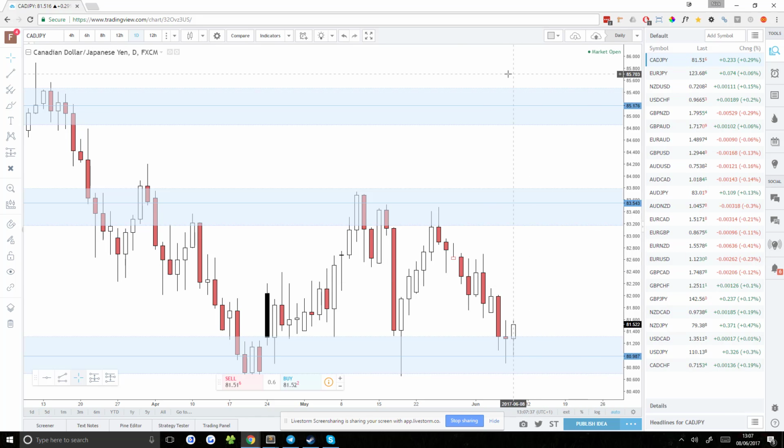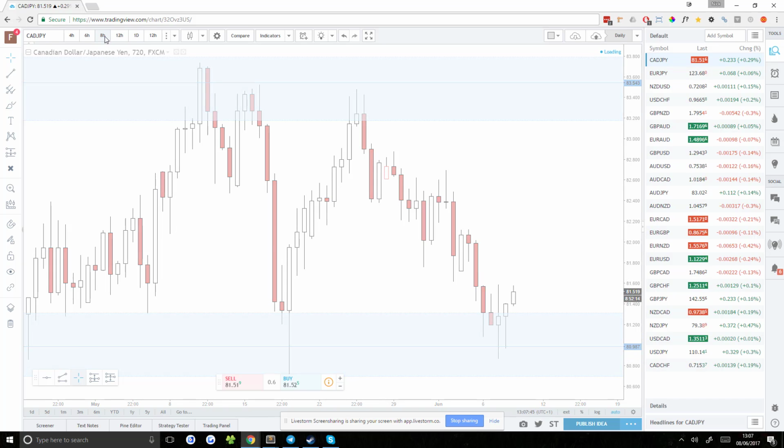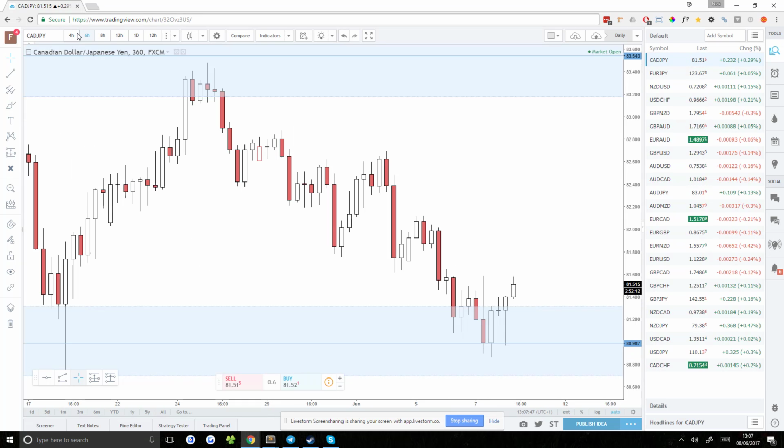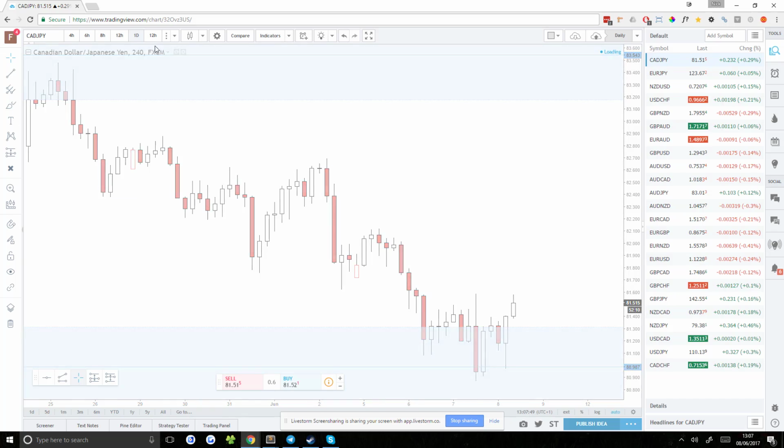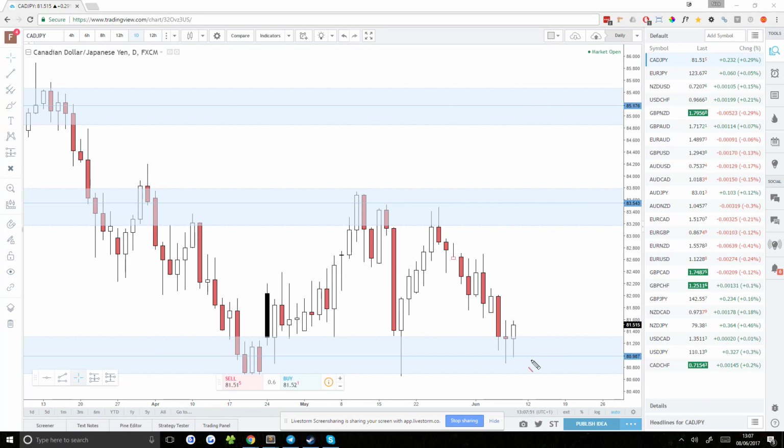Anyway, let's get started. All right, so what's going on with CAD JPY daily? This is interesting. We were looking at this yesterday for a potential long trade, and then all of a sudden, things just went crazy. So this was a nice little indecision candle. Then all of a sudden it spiked down, spiked up, and now we got this big indecision candle.